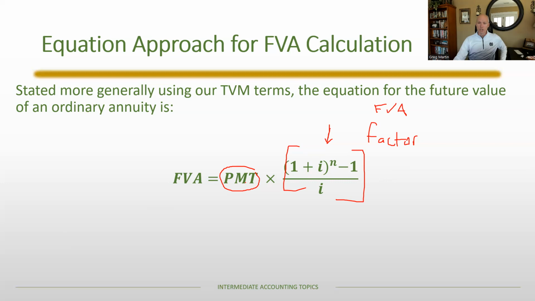And so while you can use this equation, I could use this equation if I want to solve for the future value of an annuity. I can take my payment, my I, my N, and I can solve. On the test, you do not have to do that. But I wanted you to understand, when I use the tables, where did those factors come from? And it comes from this term right here.